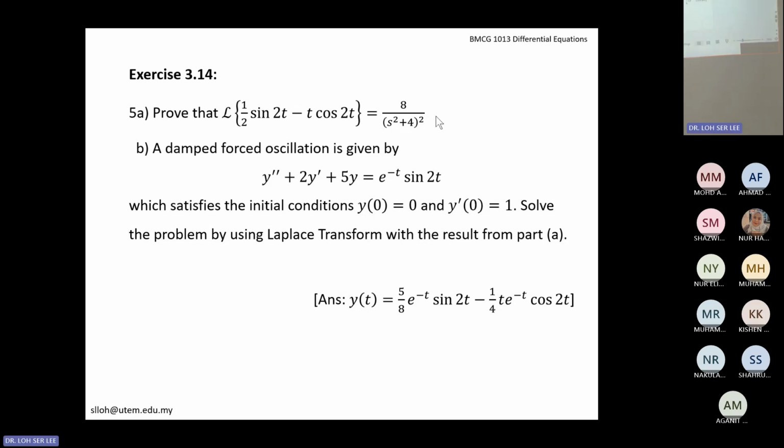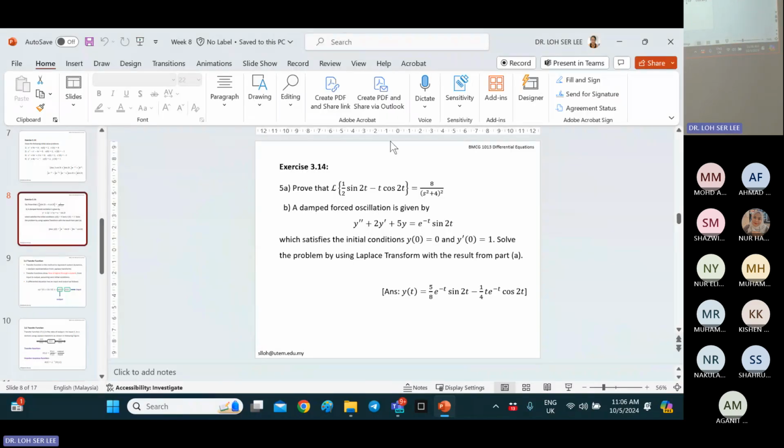Now we proceed with 5A first. Try to Laplace transform the given function.